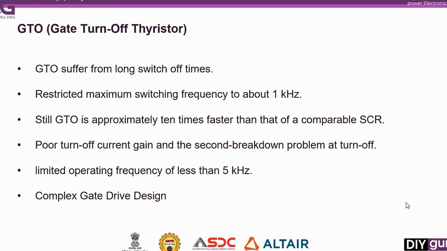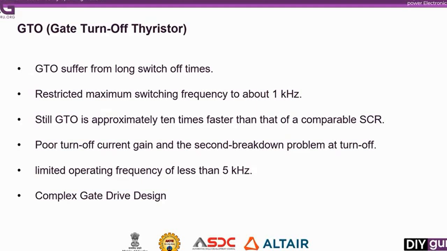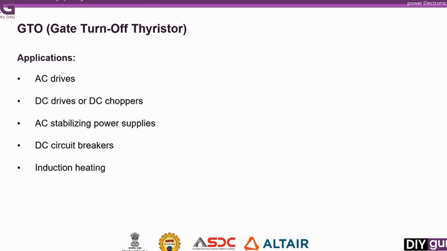Although this solves the problem of the conventional thyristor, it comes with its own unique challenges, such as poor turn off gate current gain and the second breakdown problem it exhibits at turn off. It also has a limited operating frequency of less than 5 kilohertz, and the gate drive design is quite complex because it needs to account for a large reverse gate current to turn it off. The main applications are in variable speed motor drives, high power inverters, and traction.